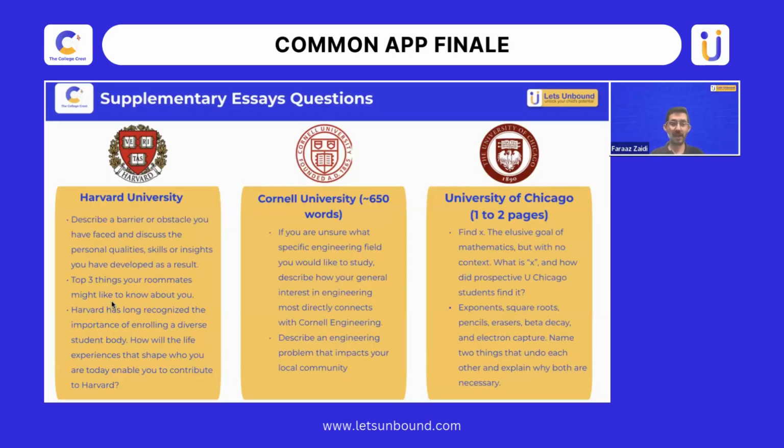If you look at Cornell University, they have one of the simplest essays that you'll get. This is a very specific one, as I've also told you that if you're very decided on a field that you want to go for, you can go ahead and select something directly related to your degree. So imagine a STEM student applying to Cornell. If you're unsure of what specific engineering field you would like to study, describe how your general interest in engineering most directly connects with Cornell engineering. Now, what is Cornell engineering?